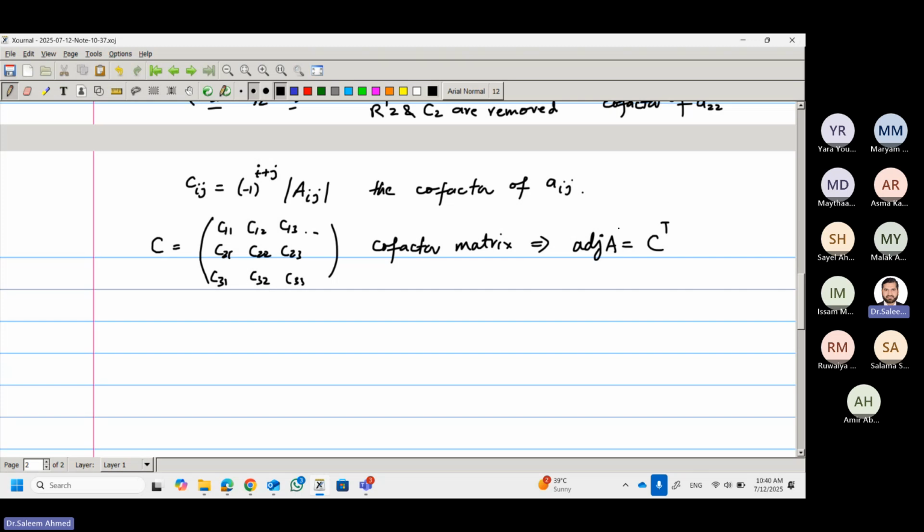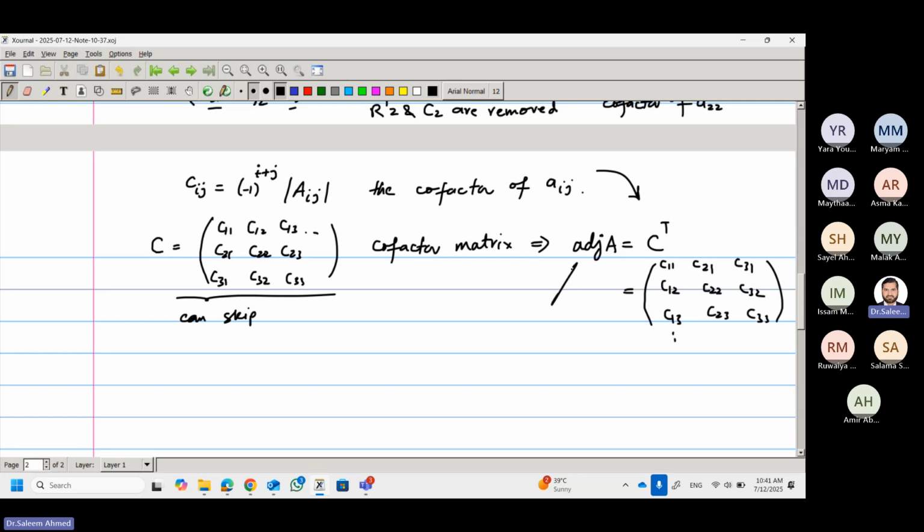You can directly write this as well. From the cofactors, you can skip this step: the first row, C11, C12, C13, just write it as the first column. C21, C22, C23, you write as the second column. C31, C32, C33, the third column, and so on. This is called the adjugate or adjoint. This book calls it the adjugate of A or adjoint of A.